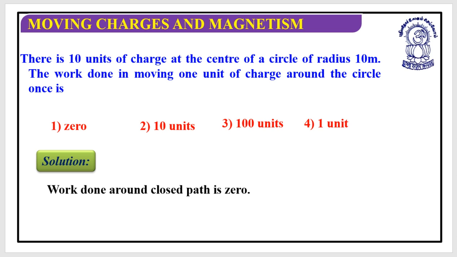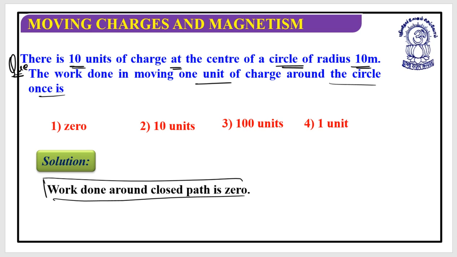What does it say? Look at this. Do it quickly. There is 10 units of charge at the center of a circle of radius 10 meter. The work done in moving 1 unit of charge around the circle once. You required a work done, but you must understand that work done around the closed path is always zero.